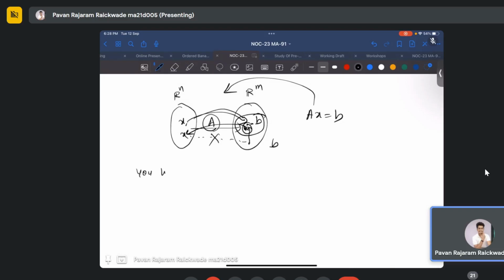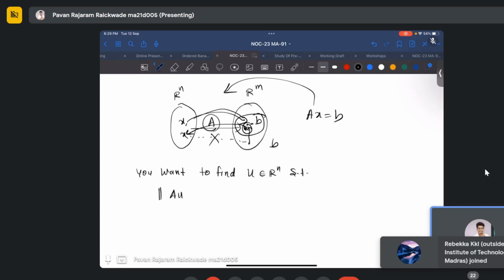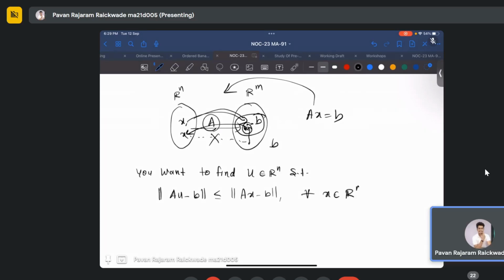You want to find, in straight terms, u belongs to Rn such that norm of Au minus b is less than or equal to norm of Ax minus b for all x belongs to Rn. You must have seen this inequality in the lectures, right? This is called minimizing norm Ax minus b. You want to minimize norm Ax minus b and then find such a u, right?